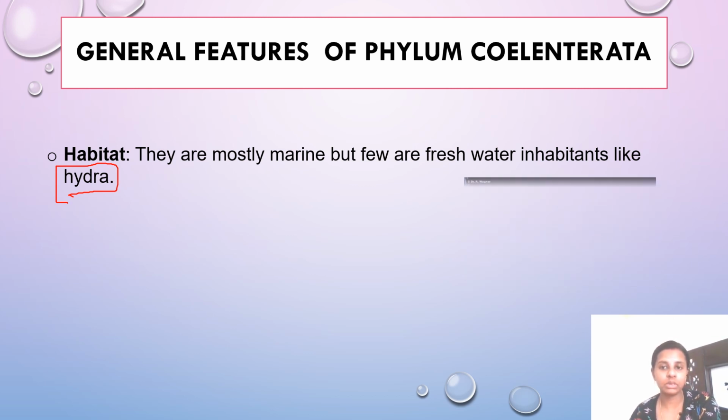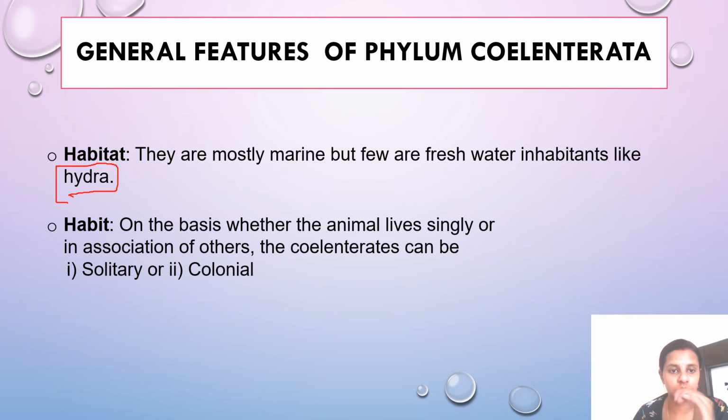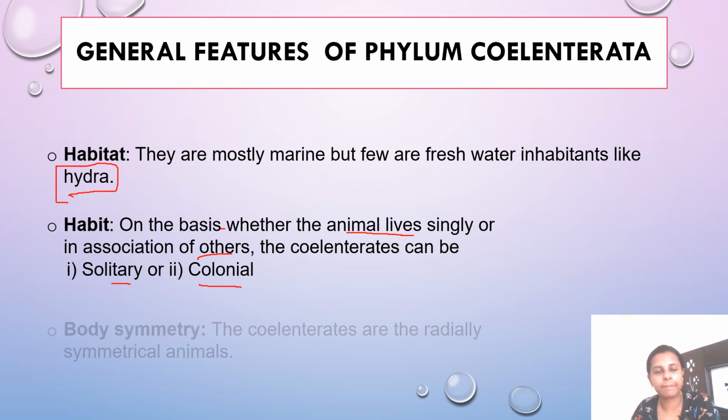Okay, let's now see the habit, on the basis of whether the animal lives singly or in association with others, meaning whether they want to live singly or with the family or with a complete group. We can differentiate them as solitary or colonial types of cnidarians or coelenterates.